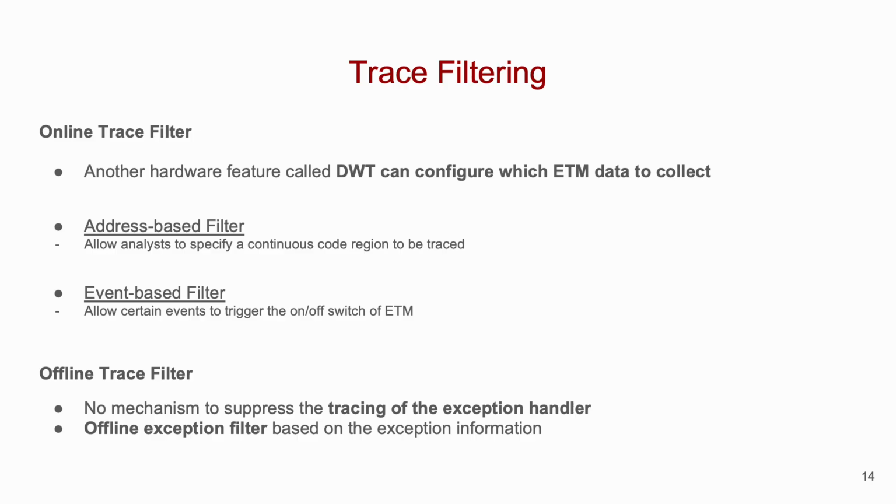Address-based filters allow analysts to specify a continuous code region to be traced. It works best when we are interested in a particular library. mAFL also supports event-based filters, in which certain events trigger the on or off switch of the ETM. The event can either be executing an instruction in a particular memory range or reading or writing a particular value from or to a particular address. They use the online trace filter to filter out the tracing of test case independent code such as booting firmware.